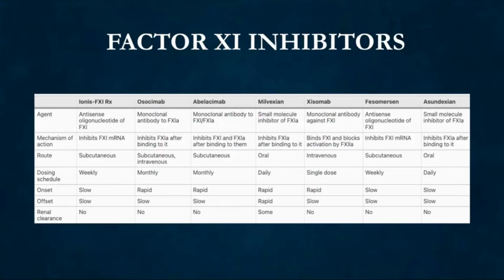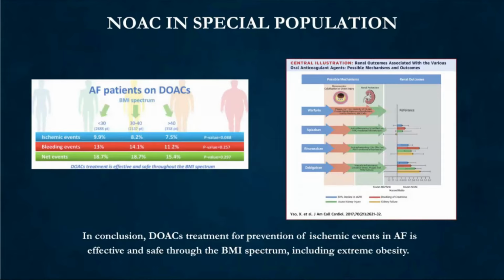So the mechanism of action of those agents is targeted towards only two factors, that is either factor 11 or factor 12. And the routine dosing requires either subcutaneous, oral or intravenous application, and it requires only weekly or monthly dosing. It has slow onset, and a few drugs have rapid onset of action as well as slow onset of action, and it does not get affected by renal impairment.